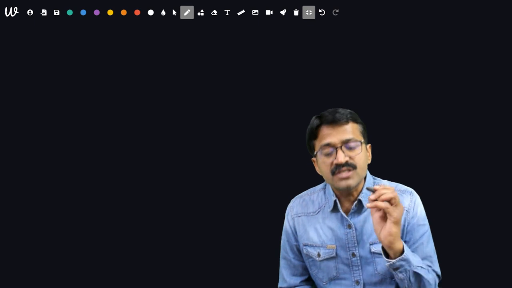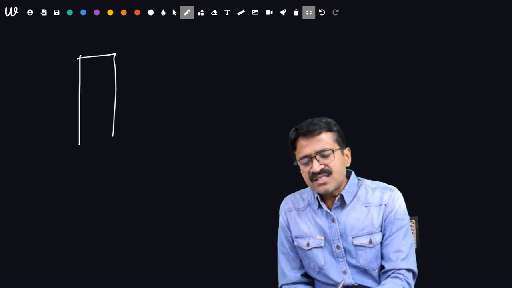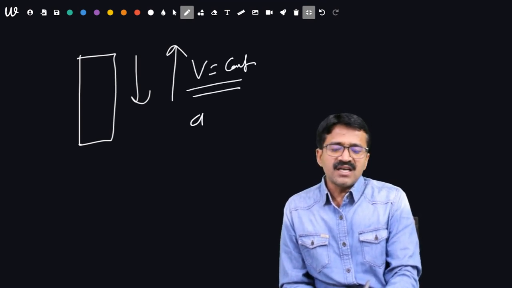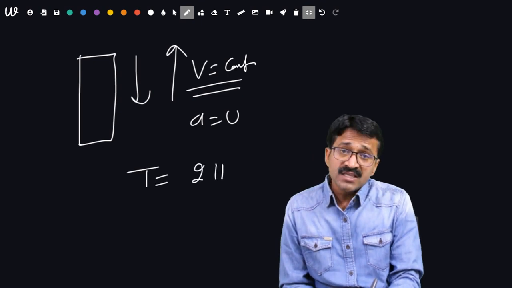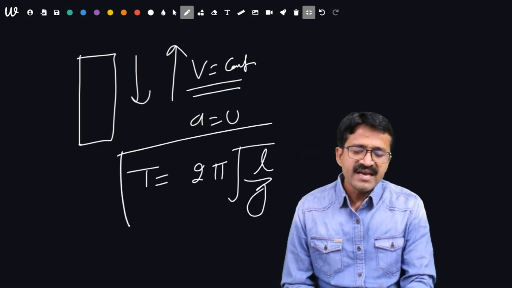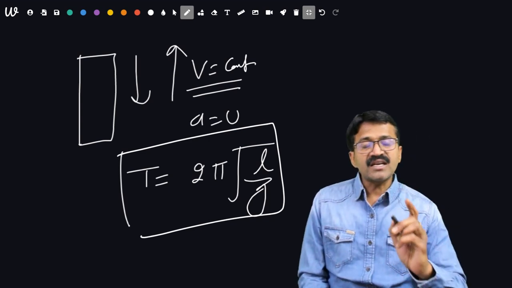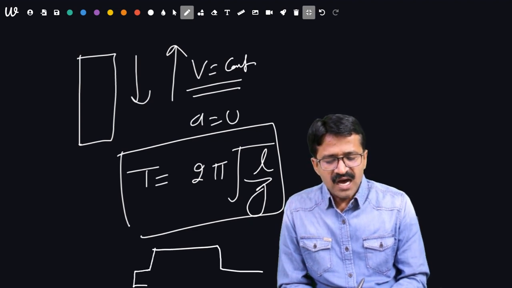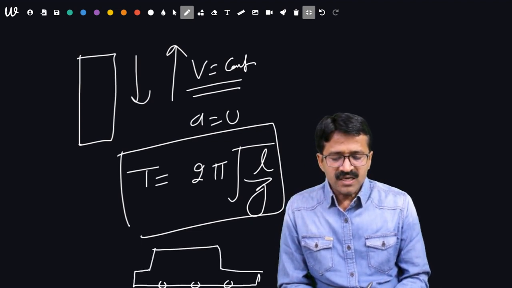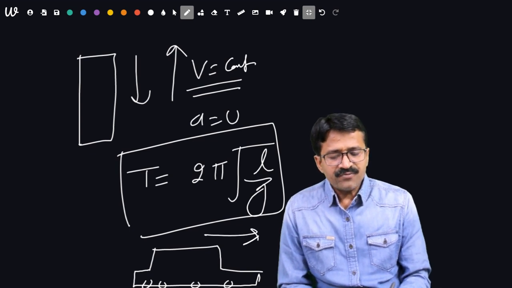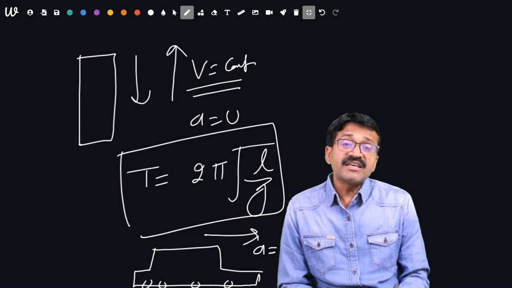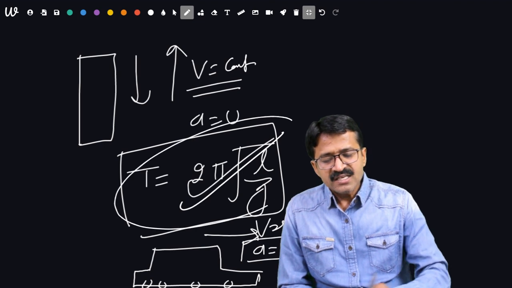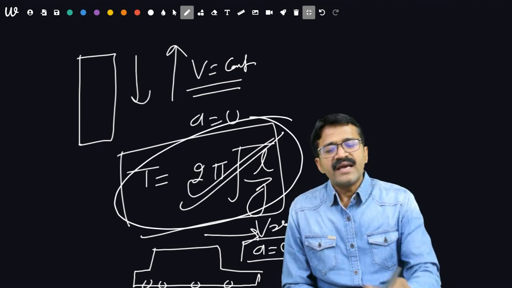Now another logical question: if a lift is moving downwards or upward with constant velocity, then acceleration will be 0, and the time period does not change, T = 2π√(L/g). Remember, when acceleration is not there, velocity is constant. It can be taken in the case of a car which is moving. Then what about the time period? If there is no acceleration, velocity is constant, the time period does not change again. The same formula is applicable in this case.